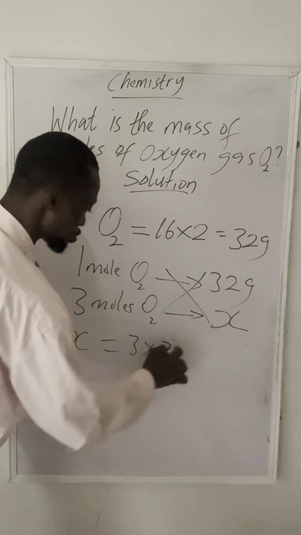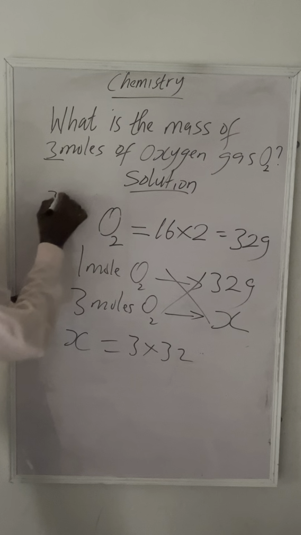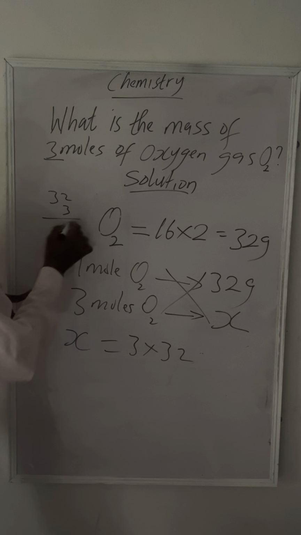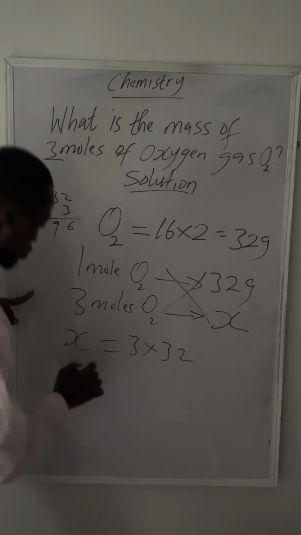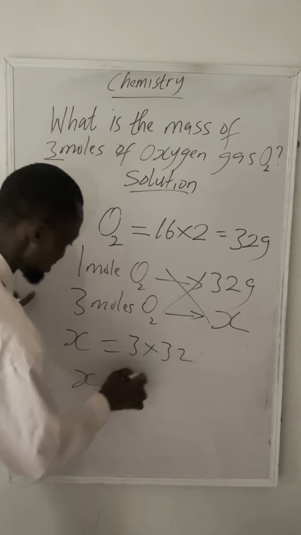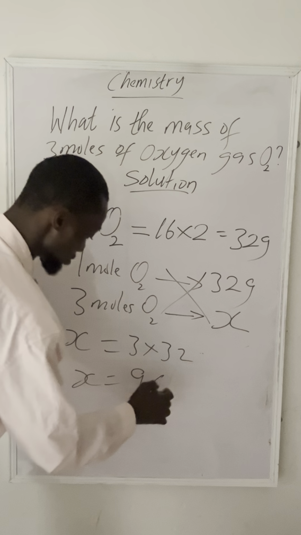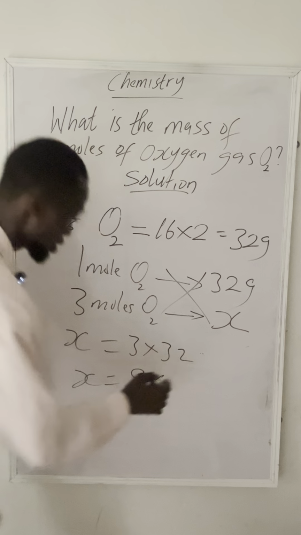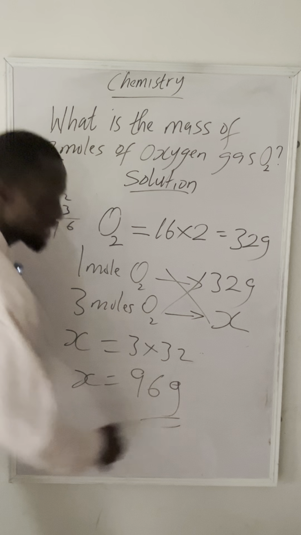3 times 32. So we can multiply that. 32, 3. 3 times 2, 6. 3 times 3, 9. So x is equal to 96 what? Remember, we are looking for mass. So that's 96 what? Grams. And that is the answer.